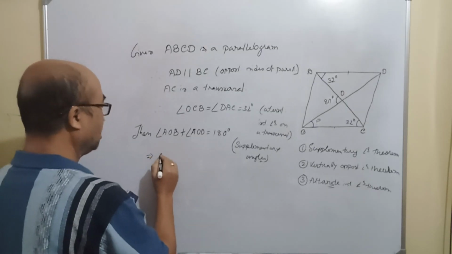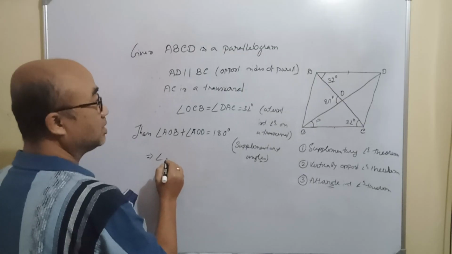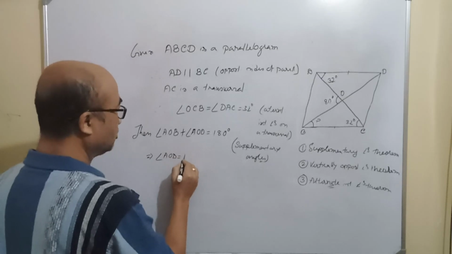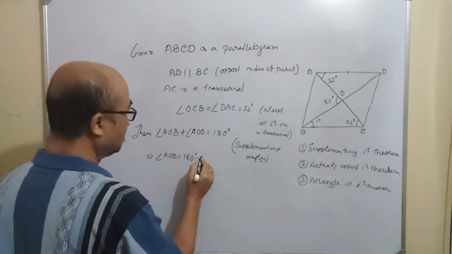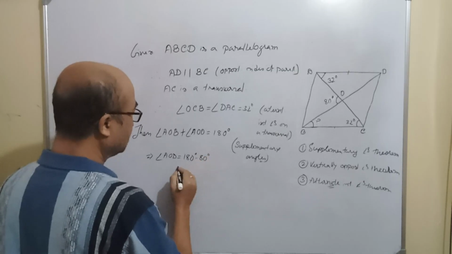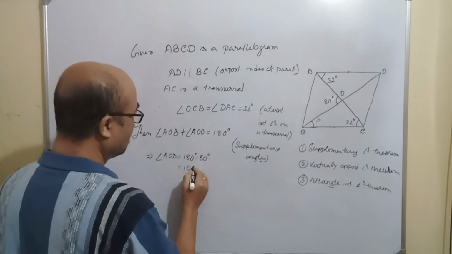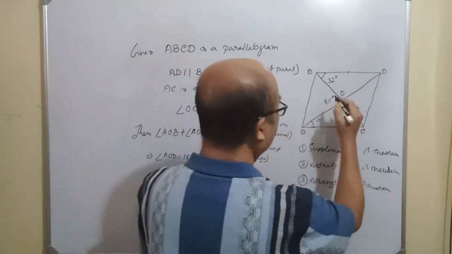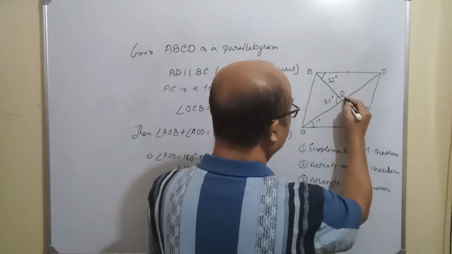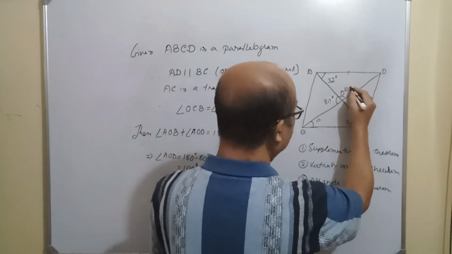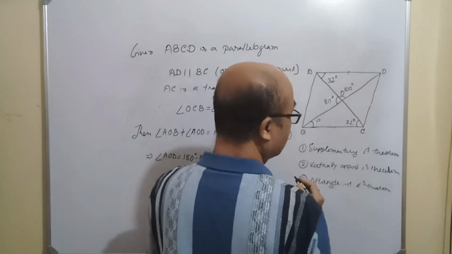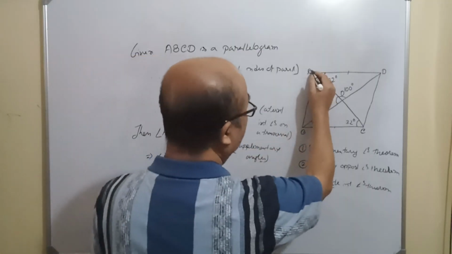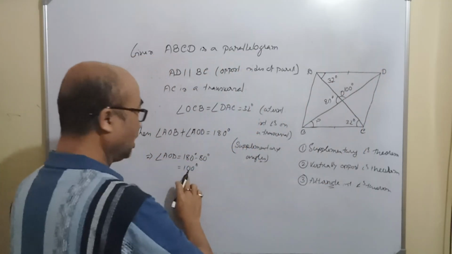Hence, angle AOD is equal to 180 degrees minus 80 degrees, which is 100 degrees. So we have this angle, angle AOD, equal to 100 degrees.